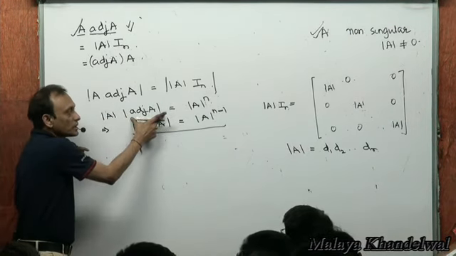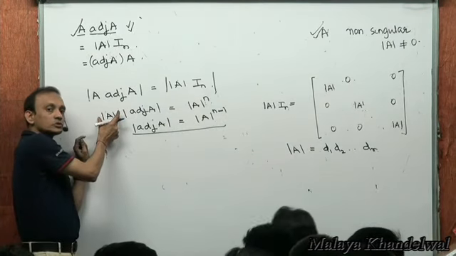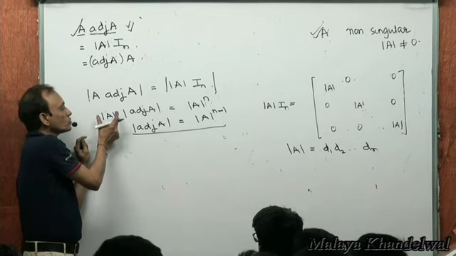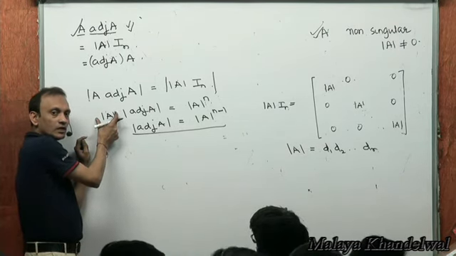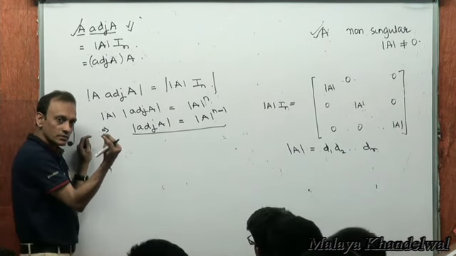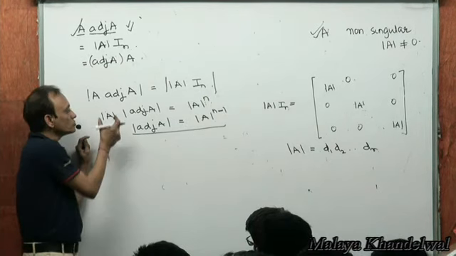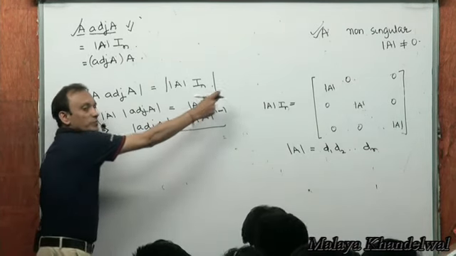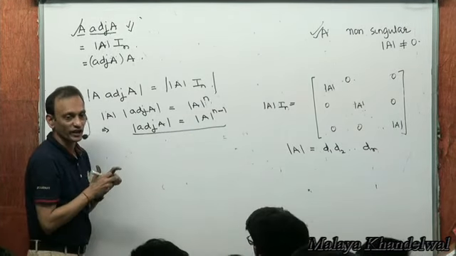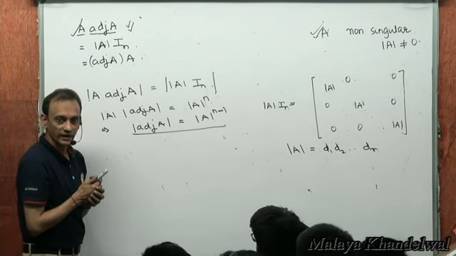This is a number, this is a number, this is a number, but this is not 0. Why is this not 0? Because A is non-singular. So can I not divide by determinant A? Determinant A is a number, that's not a matrix, it's just a number. So when I divide, this becomes to power n minus 1. So determinant of adjoint of A is determinant A to power n minus 1.